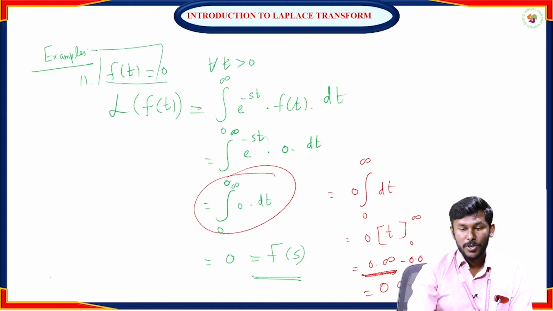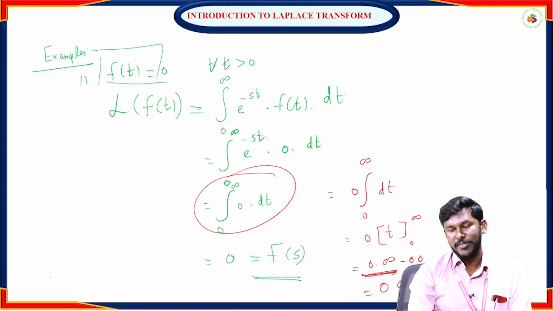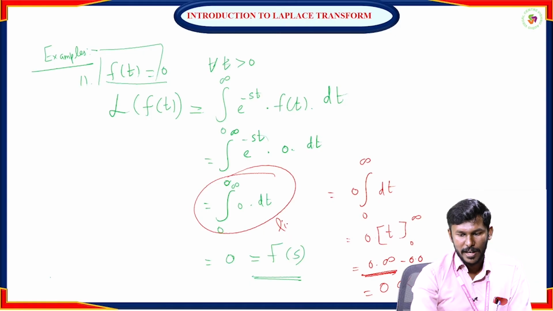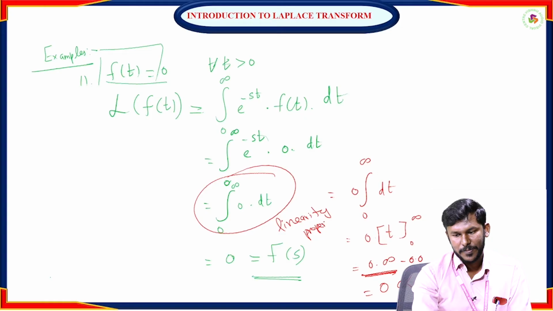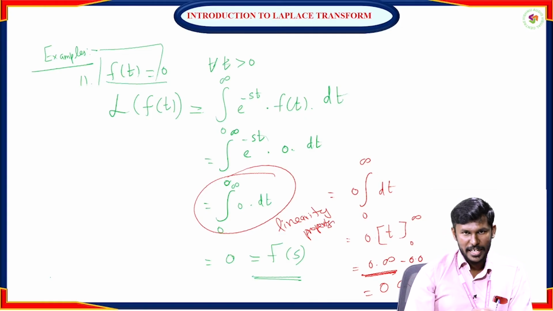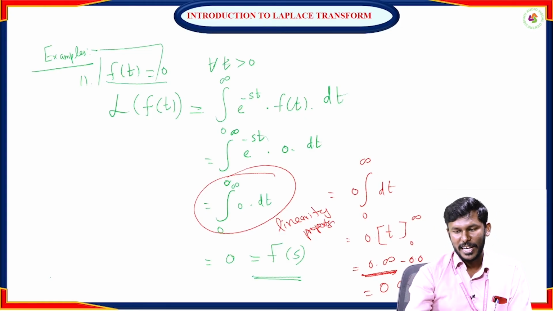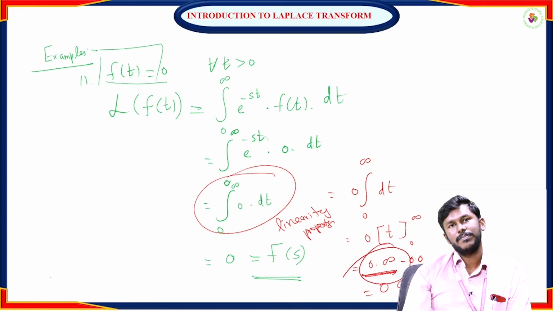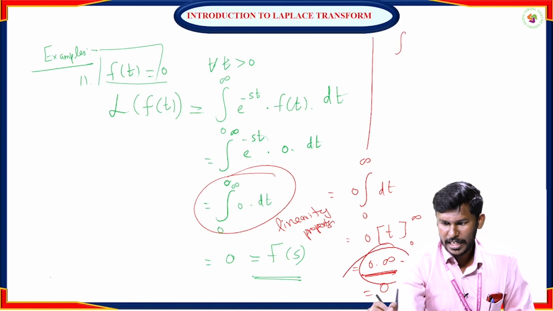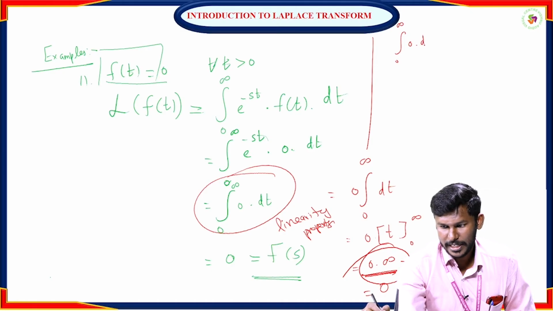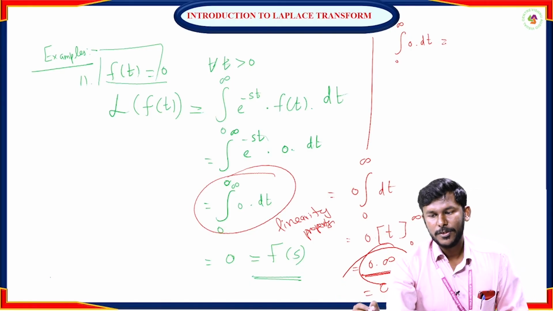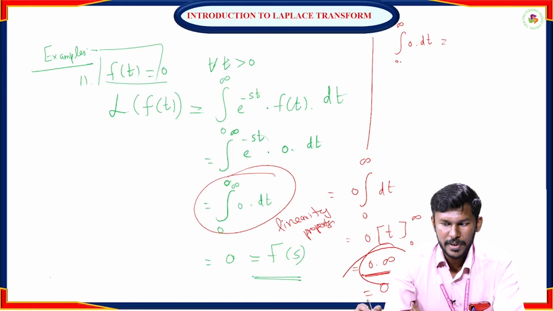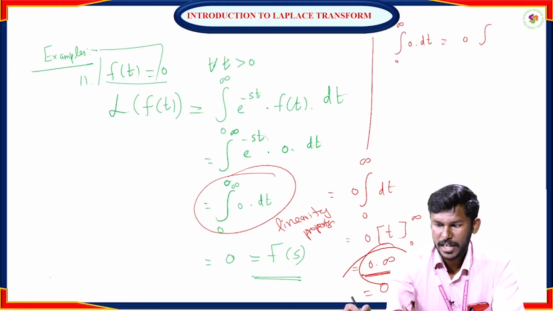So apply the linearity property very correctly here. Linearity property plays a major role. How do I integrate this actually? What is happening here? The integral from 0 to infinity of 0 into dt. Whenever you use the linearity property, 0 becomes outside: 0 times the integral from 0 to infinity of dt.